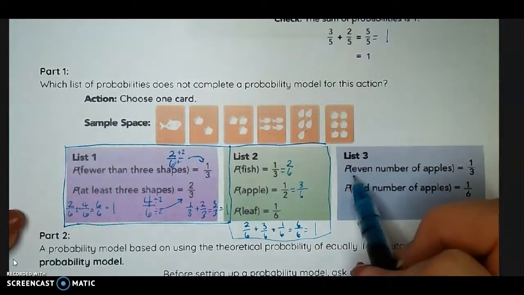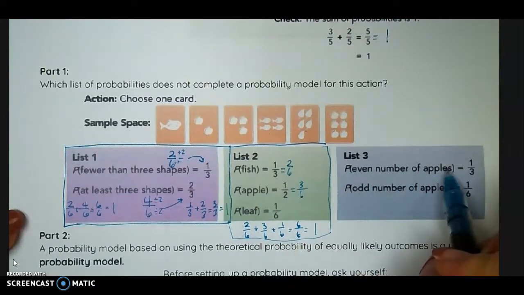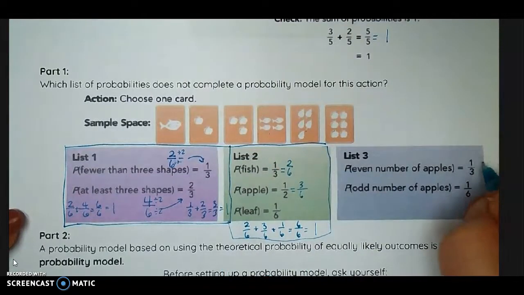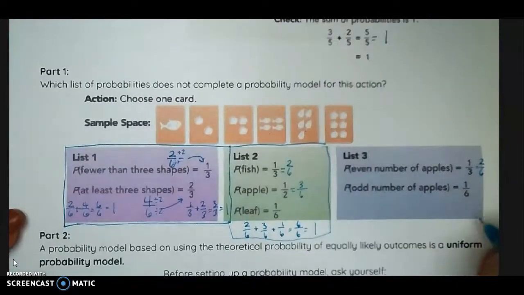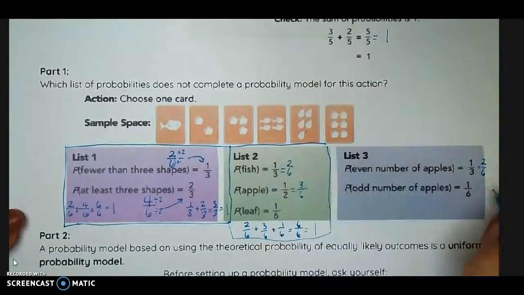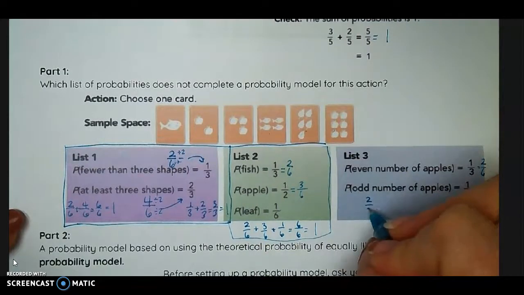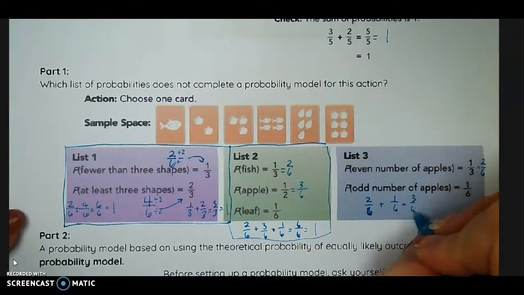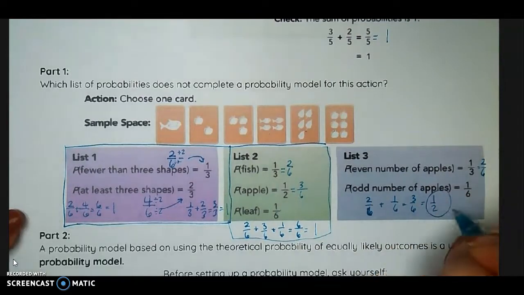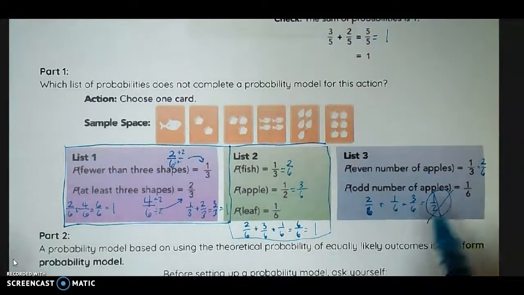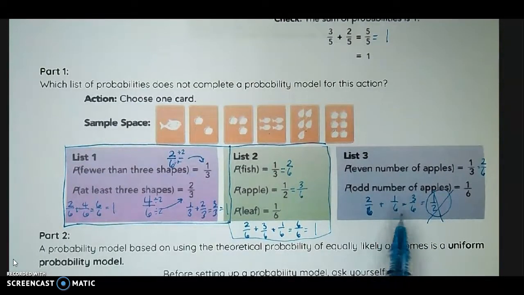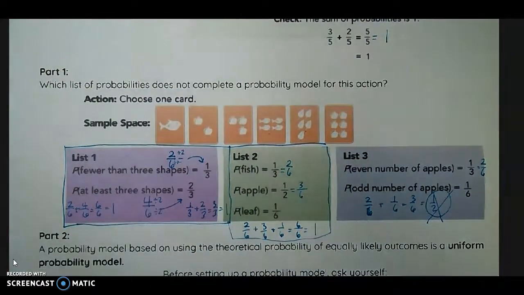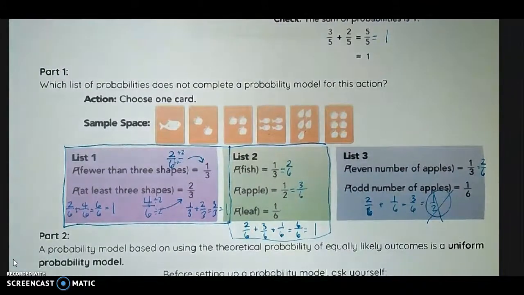On number 3, it says the probability of an even number of apples. Well, that's 1, 2 out of 6. And the probability of an odd number of apples is 1 out of 6. But when I add 2/6 plus 1/6, I only get 3/6. So since this does not equal 1, this is not a complete probability model. I did not account for all the different outcomes that could occur there. So not all of my cards ended up as a possibility.